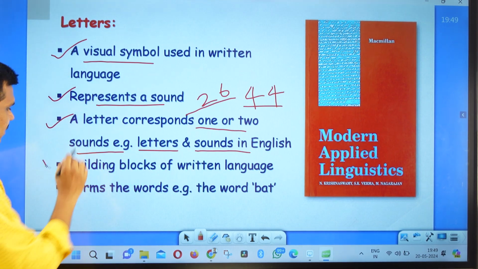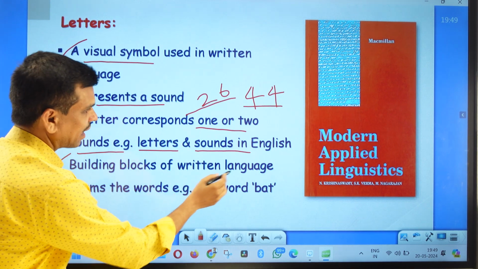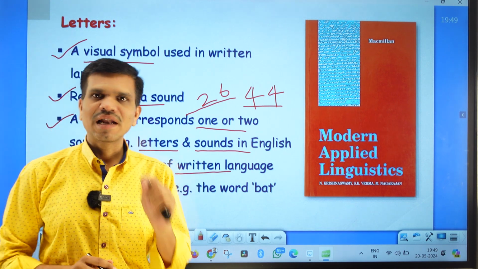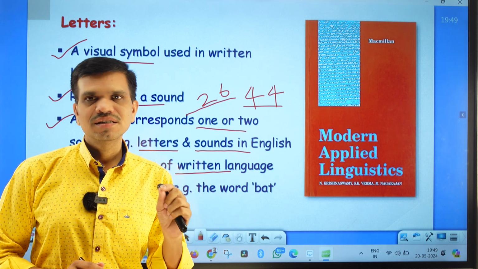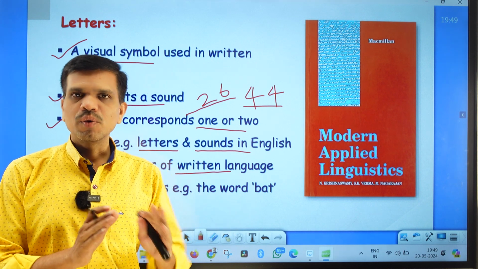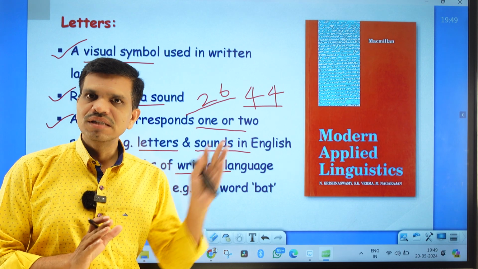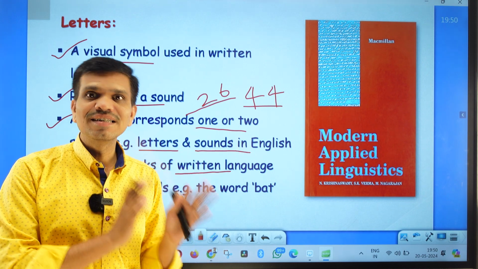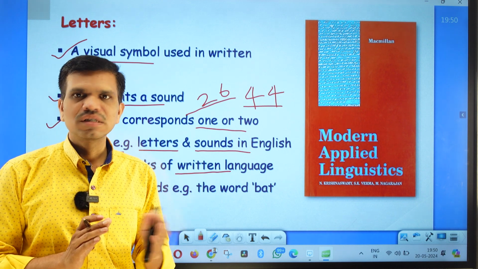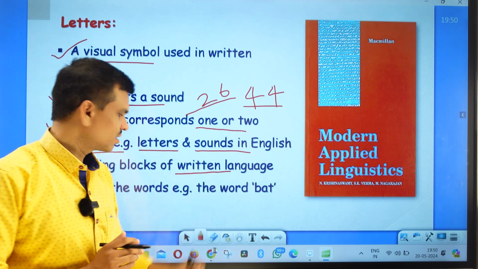Now letters are the building blocks of written language. When you think of language on the level of written communication, you must consider it as the building blocks. Without these letters, without these visual symbols, we cannot write. So it is basically a written language, and sound is spoken language. So this is the basic difference.